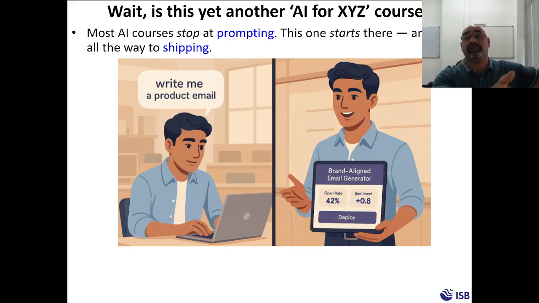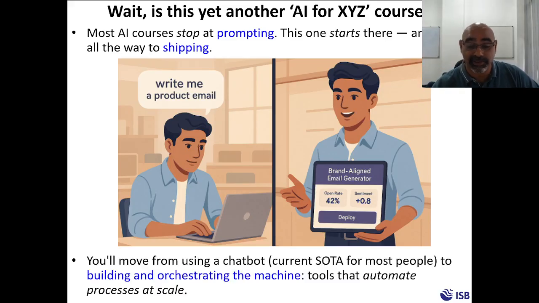We've stopped with prompting. So the interaction with AI goes as far as prompting. But in this course, AITP, we go beyond that. The idea is to automate the process of writing emails in some sense. So what you would get on this side, as you can see, is a brand aligned email generator. That's a product. Okay. It's an automated process product. That's basically what we will try to build in this course.